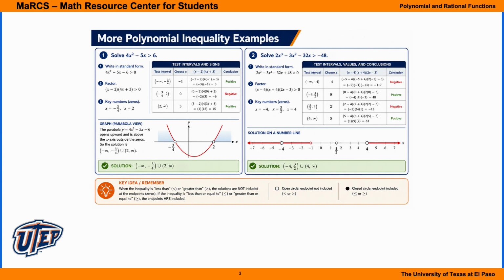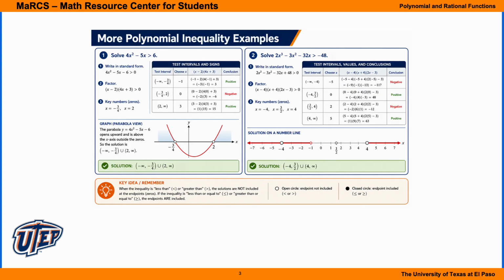So after setting each of those portions equal to 0 and ordering our zeros from least to greatest, we see that x is equal to negative 4, x is equal to 3 over 2, and x is equal to 4. So now we can construct our test intervals, choose our representative x values within those intervals, and test them to see what the sign of the function will be.